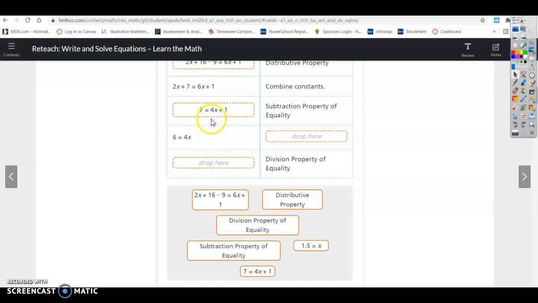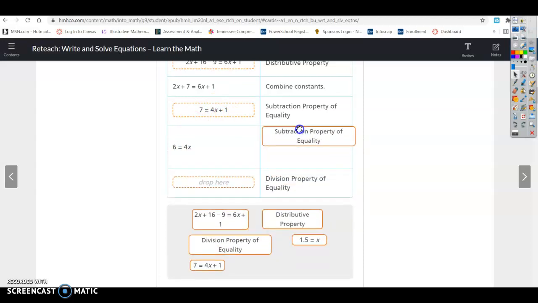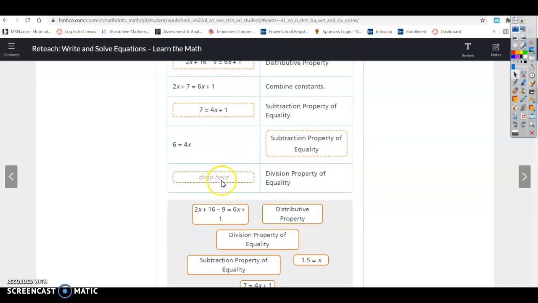All right. Now it says subtraction property. So we're going to subtract 1 from both sides. Again, we're trying to isolate, or we're trying to get the x by itself. So if we subtract 1 from both sides, that is subtraction property as well. So they've already got the equation there. We just have to drop in what it is.